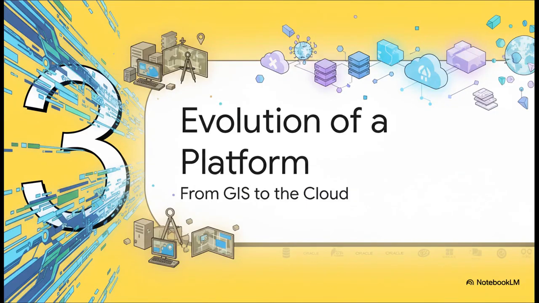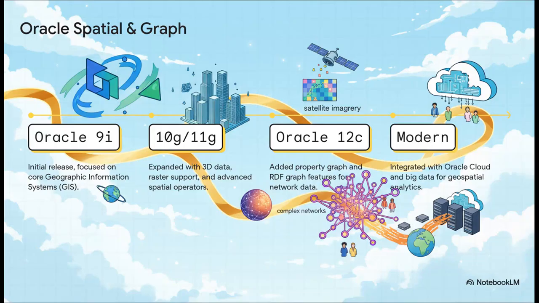And this wasn't something that just appeared out of nowhere fully formed. This technology grew up and matured over many years, with each new version of the Oracle database adding some seriously powerful new features. Let's just walk through how this whole thing evolved. It really kicked off in the early 2000s with Oracle 9i, which laid the foundation with core GIS features. Then with 10G and 11G, it got a lot smarter, adding things like 3D data and support for raster data. That's the stuff satellite images are made of.